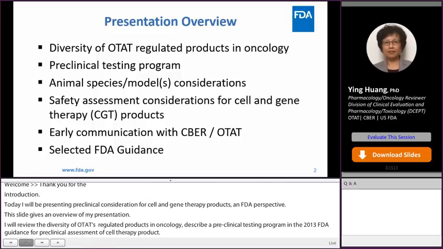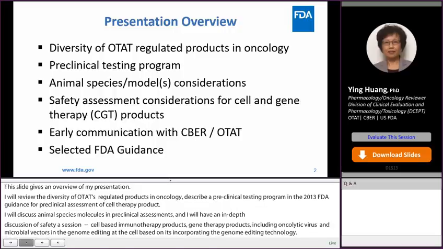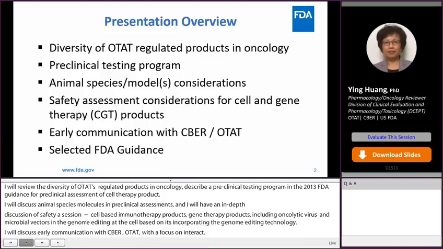I will have an in-depth discussion of safety assessment considerations for genetically modified cellular products, cell-based immunotherapy products, gene therapy products, including oncolytic viruses and microbial vectors, and genome editing and cell-based products incorporating the genome editing technology. I will then discuss early communication with CBER OTAT with a focus on INTERACT. Finally, I provide selected FDA guidance in the topics that are discussed in my talk.